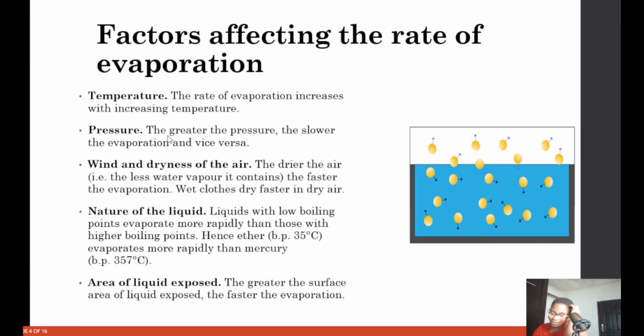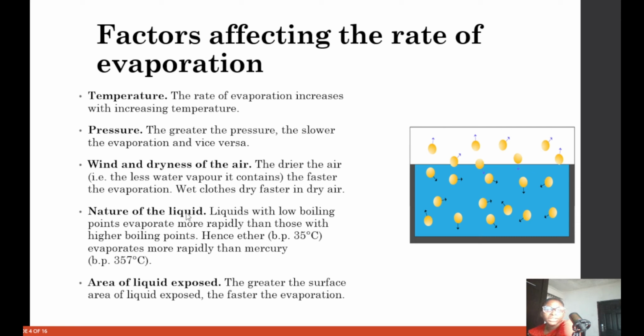The other one is pressure. The greater the pressure, the slower the evaporation, and vice versa. Wind and dryness of the air. The drier the air, that is, the less water vapor it contains, the faster the evaporation. Wet clothes dry faster in dry air. So these are the factors affecting the rate of evaporation.